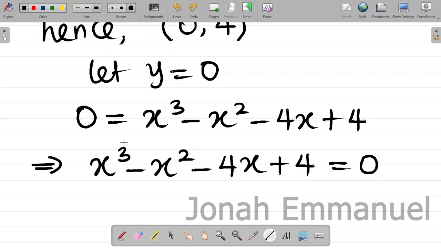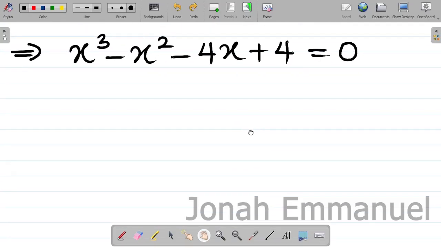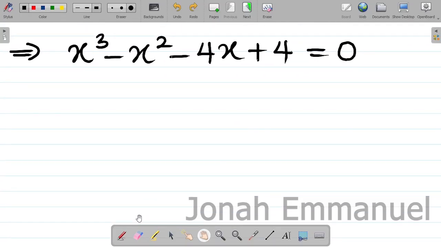By degree 3, I mean the power here. So you can see the highest power of x here is 3. So how do we solve polynomials of this function, or how do we solve a cubic equation? What do we do? Well, it's simple.